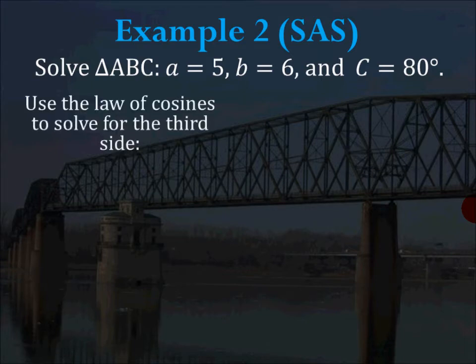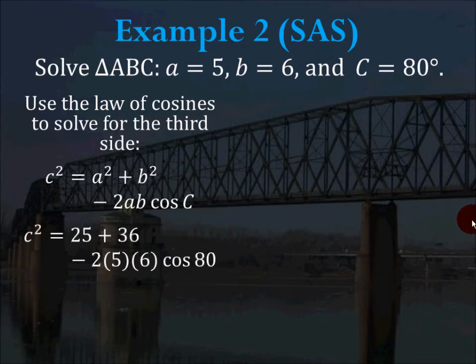All right, so we're going to first use the law of cosines to solve for the third side. So c squared is a squared plus b squared minus 2ab cosine C. You're going to plug in 5 for a, 6 for b, and 80 degrees for angle C. And you eventually get c squared is 50.58, or c is 7.11.